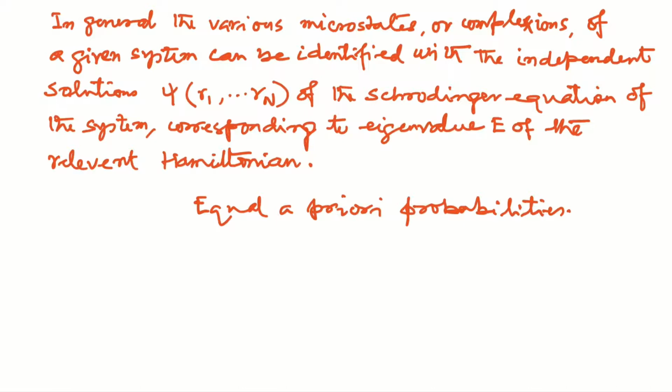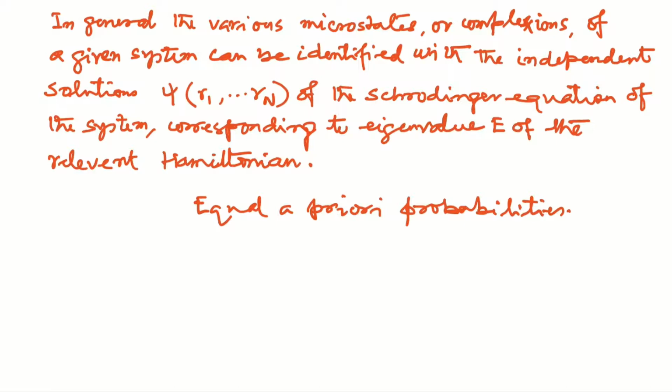So, the assumption that at any time t, the system is equally likely to be in any one of the microstates available to it forms the backbone of our formalism, and this is generally referred to as the postulate of equal a priori probability for all microstates consistent with the given macrostate.